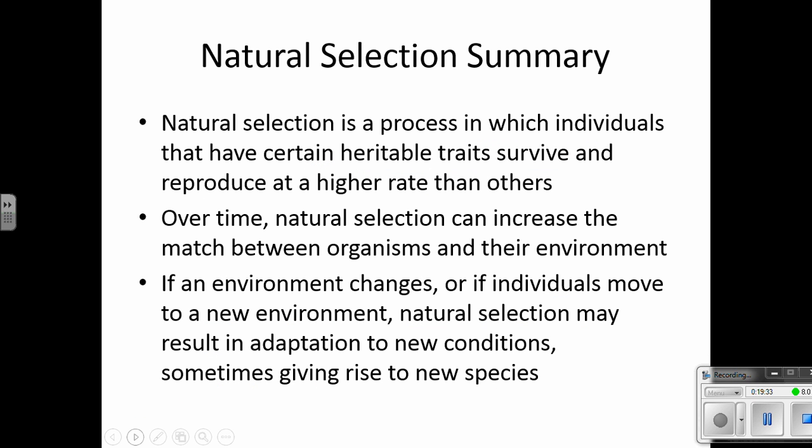Natural selection is a process in which individuals that have certain inheritable characteristics, that's important, that if they're inherited, survive, that's important, and reproduce, that's important, at a higher rate than others. Over time, natural selection can increase the match between organisms and their environment. If an environment changes, or individuals move to a new environment, natural selection may result in an adaptation to the new conditions, sometimes giving rise to new species.